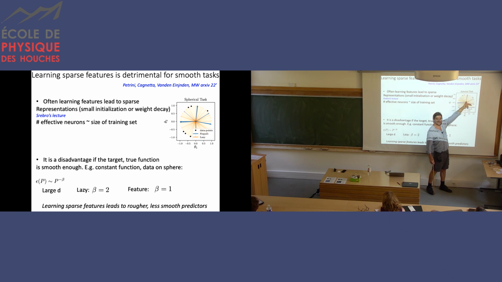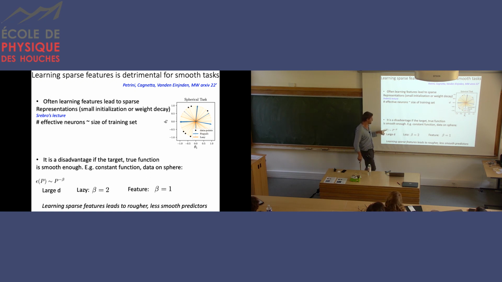Because you just have a few neurons, the function you're going to generate is going to be very rough. Okay? And so what you can show is, for example, we go beyond that in this paper, but just as an illustration, if you try to fit a constant function, constant along the circle, what you find is that in the lazy regime, you have much better performance than in the feature regime.